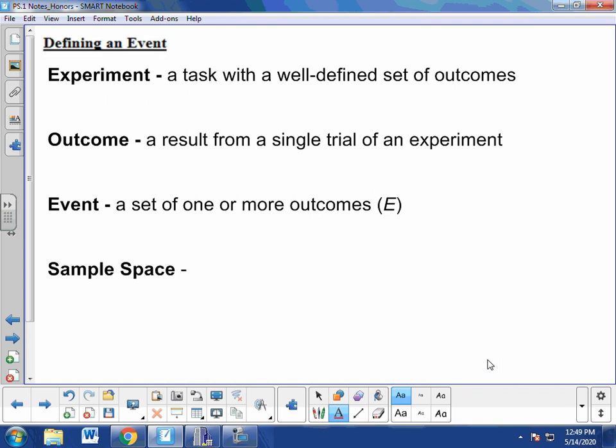An event is a term that we're going to see very frequently, and we're going to use a capital E to denote events. So when you see a capital E here, it's referring to the set of one or more outcomes.